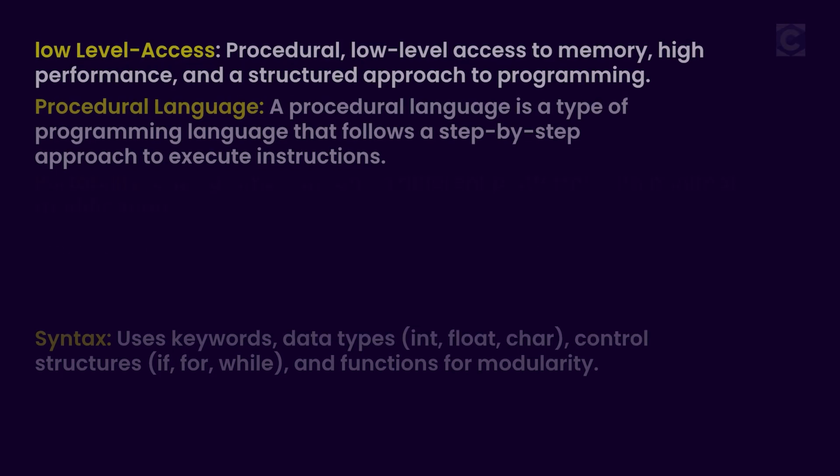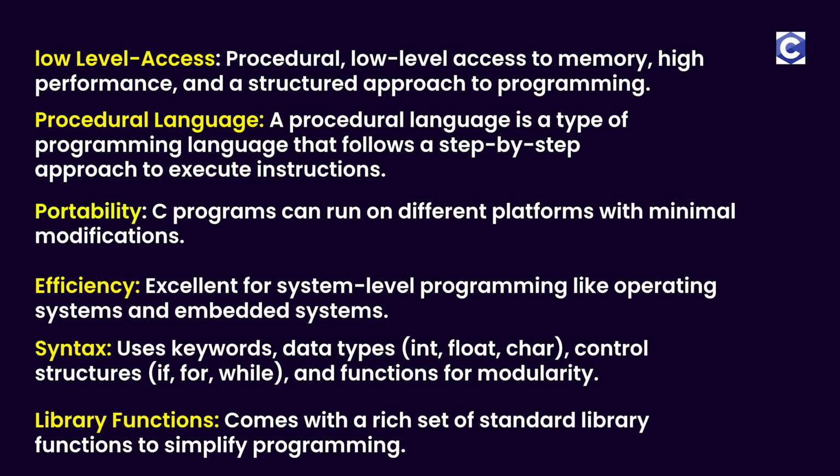First one, low level access. C provides low level access to memory and allows direct manipulation of hardware, which makes it ideal for system programming like operating systems and embedded systems. Second one, procedural language. C is a procedural language, meaning it focuses on a sequence of actions or procedures to accomplish tasks. Programs are structured around functions which help organize and reuse code.